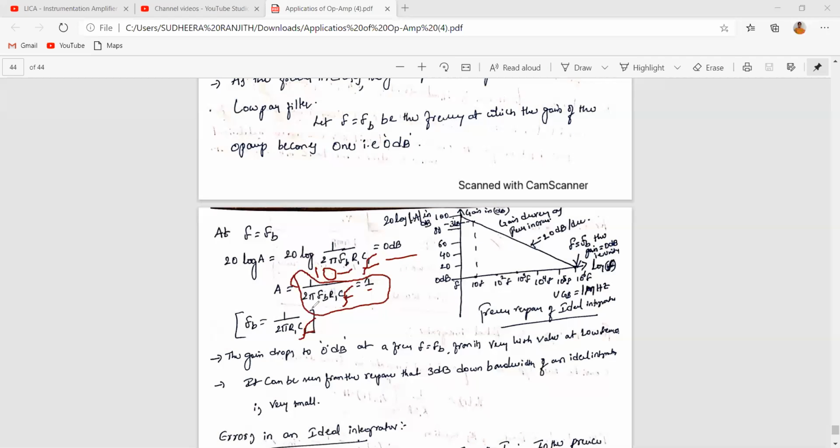fb is nothing but 1 by 2 pi r1 cf. So at this frequency your gain reaches 0 dB. This is the fb. Usually it is 1 megahertz for 741 op amp. Usually it is 1 megahertz.